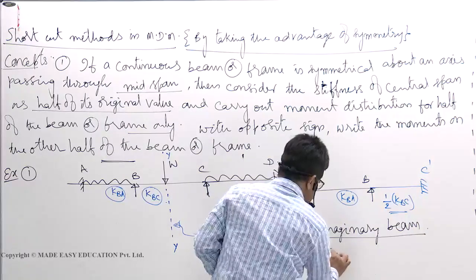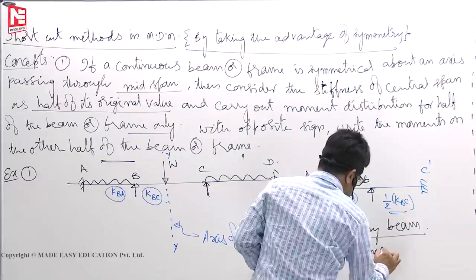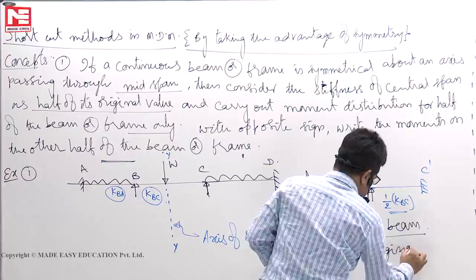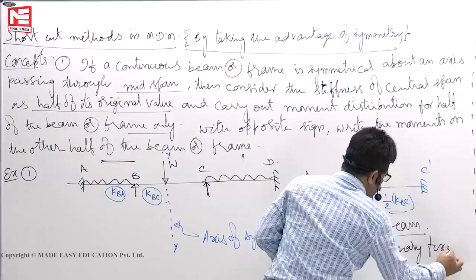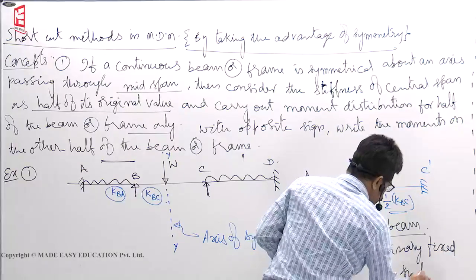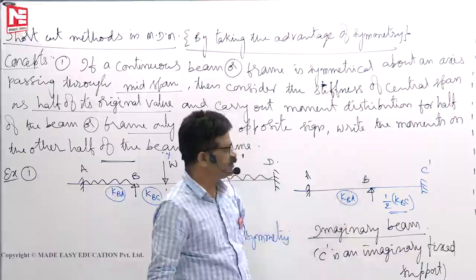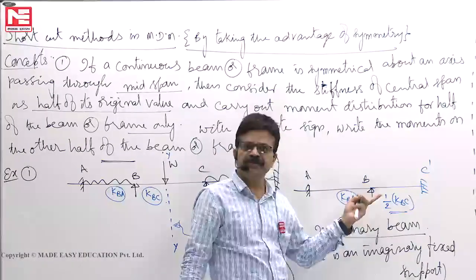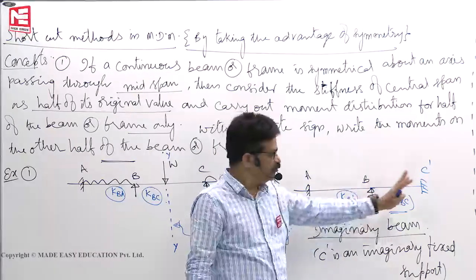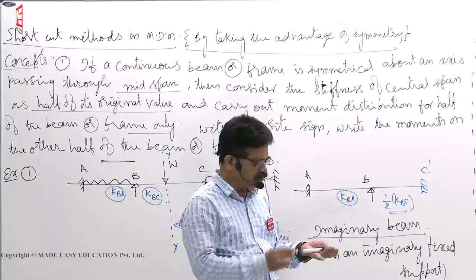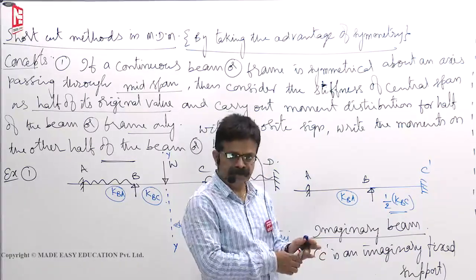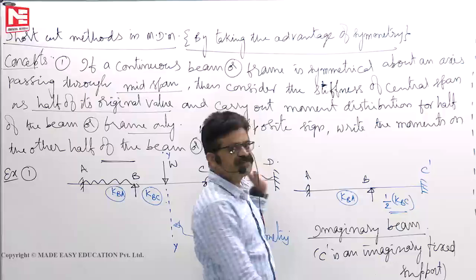C dash is an imaginary fixed support. We don't deal with C dash at all. Here only we distribute the moments. That's all. Work will be over quickly. Within 20-30 seconds you can complete the problem if you take the advantage of symmetry.